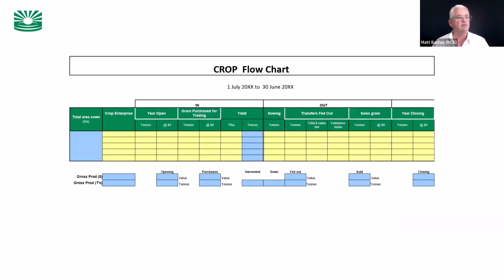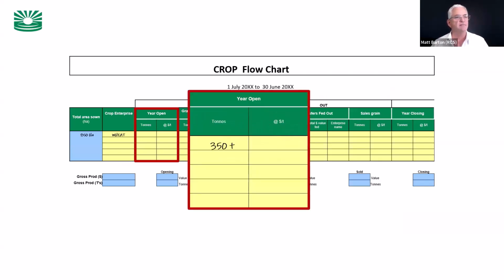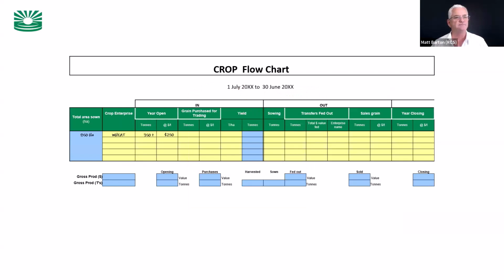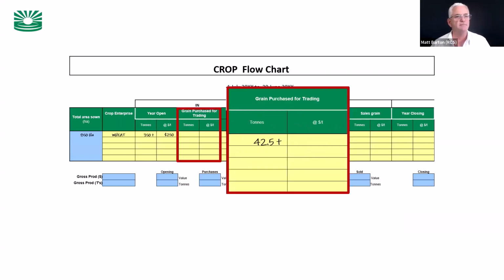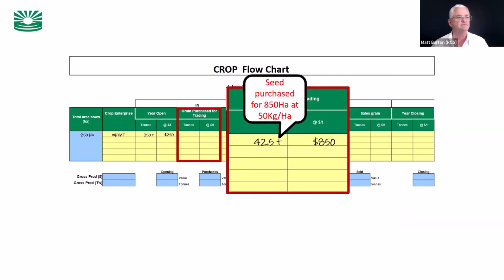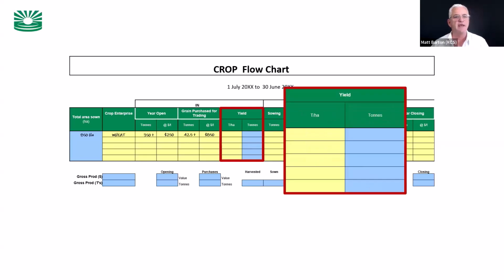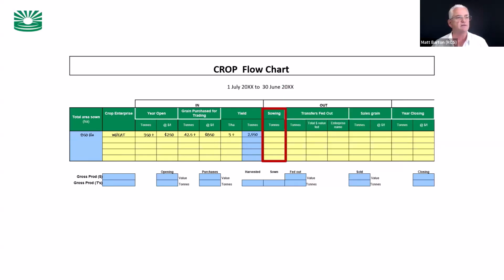We also need to do a crop flow. So a crop flow looks something like this. We've got wheat and 50 hectares, and at year open, we've got 350 tonne in the silo, and we have a current market value. Then we might have purchased some for sowing, and we've paid a stud rate of 850 per tonne. Then we have a yield, 3 tonnes per hectare, pretty good year, and that will give us the tonnage available to sell.